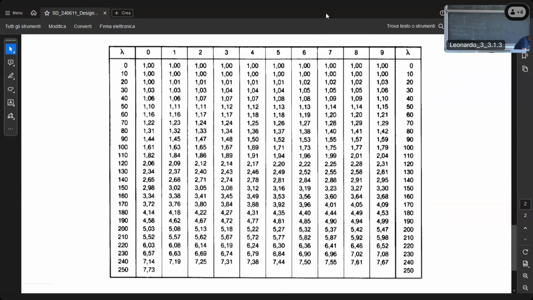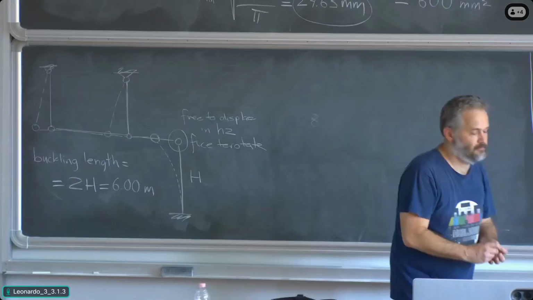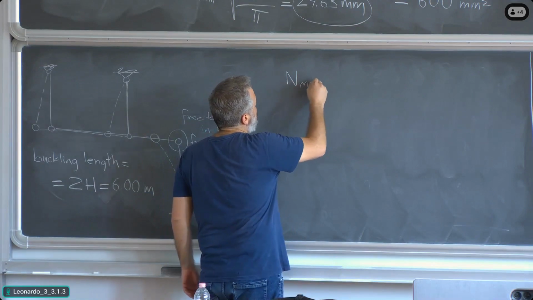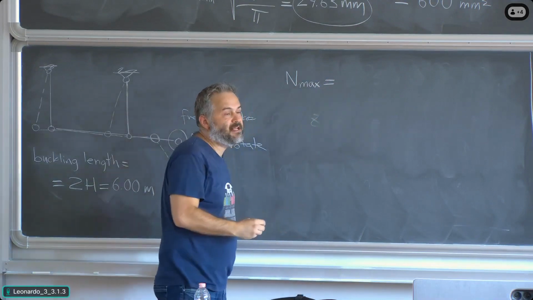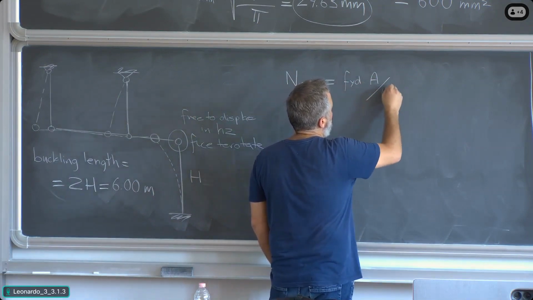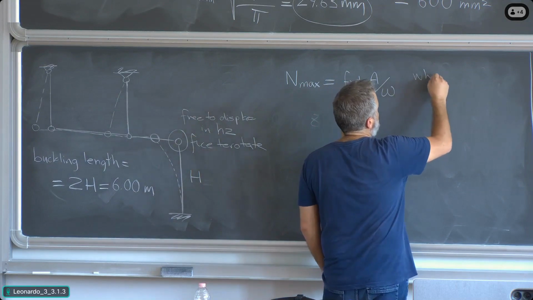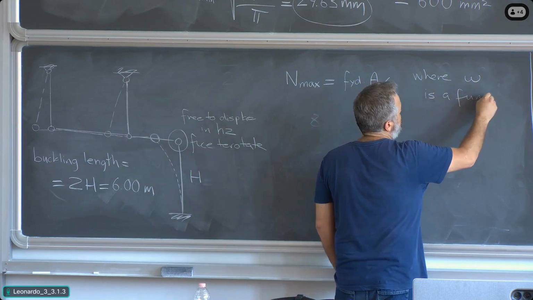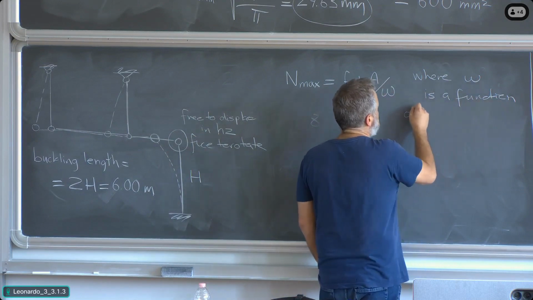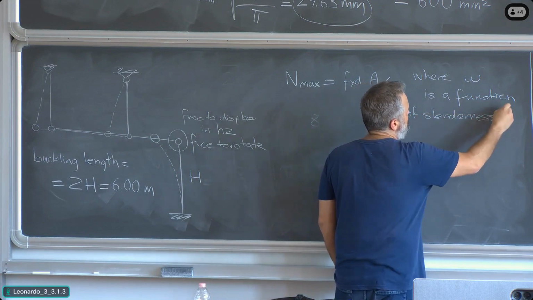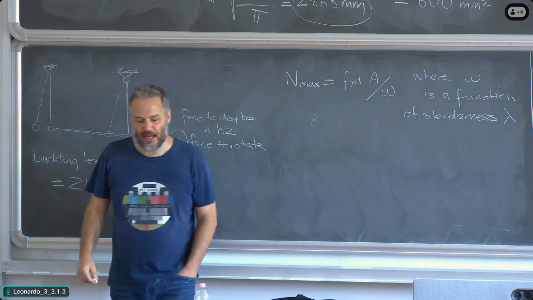So now let's go step by step, and then we will go back to these design aids. The maximum axial force in a compressed member is Fyd times A divided by omega, where omega is a function of slenderness, whose symbol is lambda, Greek letter for L. Okay?